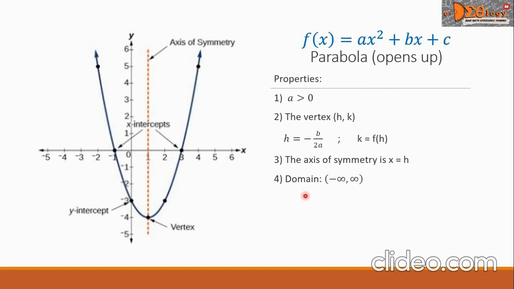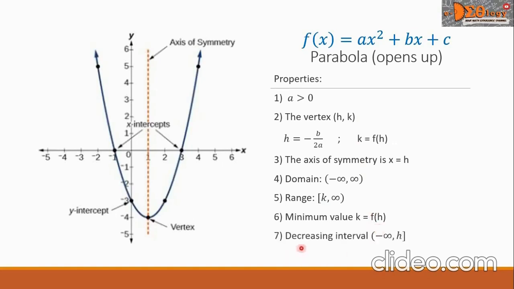Property number 4. The domain is all real numbers, and we can write it in interval notation to be negative infinity, comma, infinity. For the range, these are the values for the y. So this is square bracket k, comma, infinity. Number 6, the minimum value, which is k, equals f of h, or we can simply copy the value that we have from the vertex. We can write here.